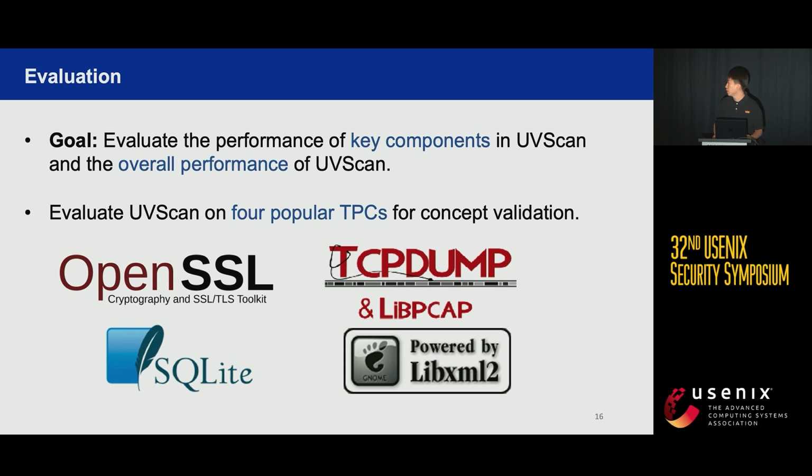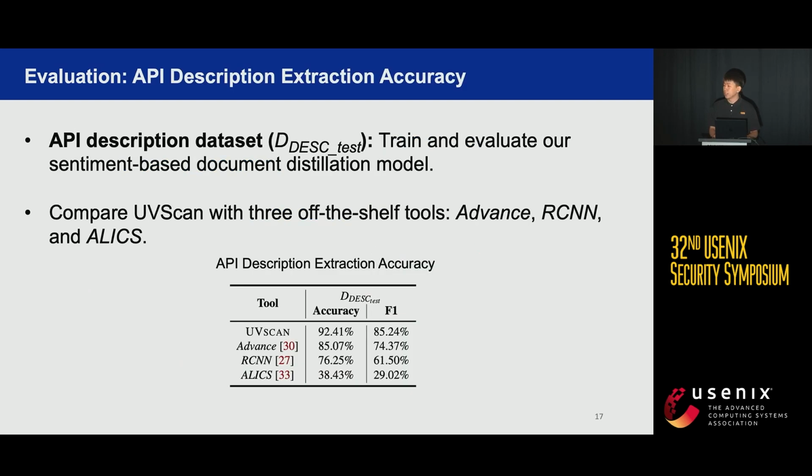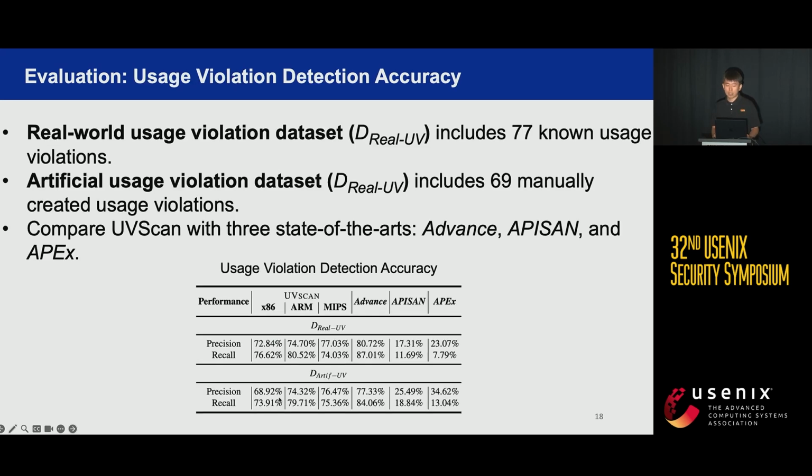Okay, next we evaluate the performance of key components in UVScan and also the overall performance of UVScan. First, we evaluate the API extraction accuracy. We mainly compare UVScan with 3 systems: Advanced, region-based neural network, and Alex. Advanced is the first work that uses sentiment to classify the API descriptions. And as you can see from this table, UVScan has better performance than the other 3 systems.